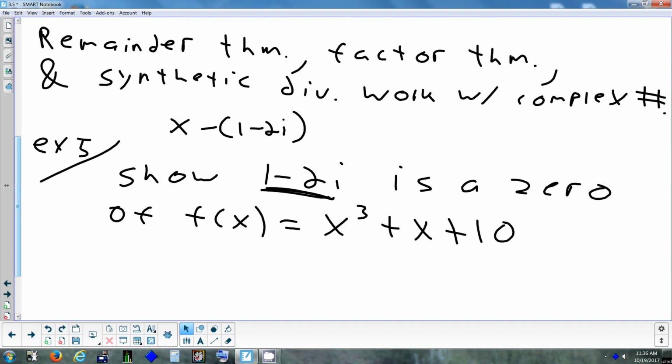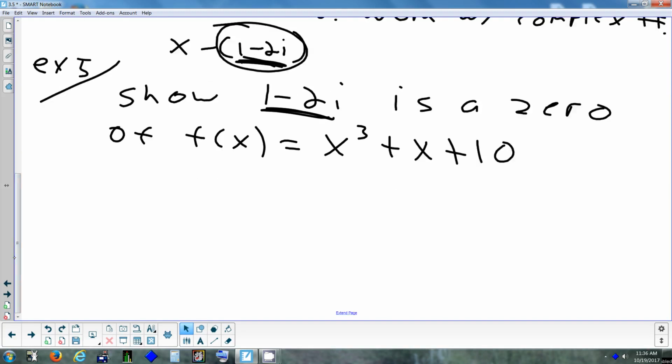If something is a root, x minus it is always a factor. So what I'm going to do with synthetic division is divide by what comes after the minus sign, just like we always do. And when I do the synthetic division, I'm going to hope that I get a remainder of 0. So we're going to put 1 minus 2i on the outside.